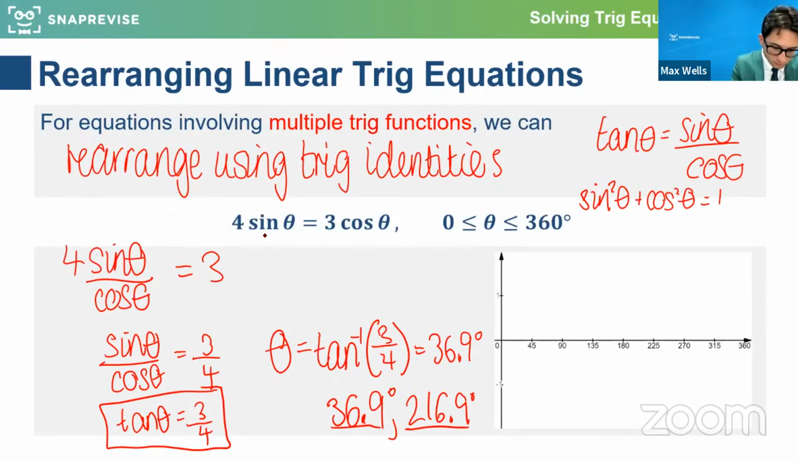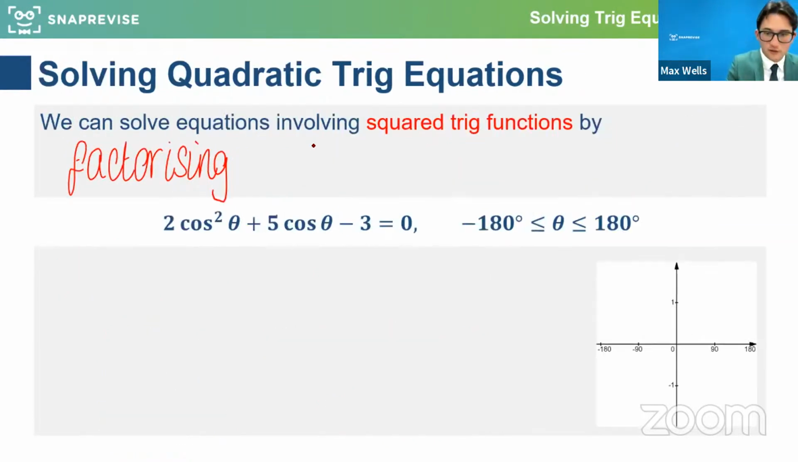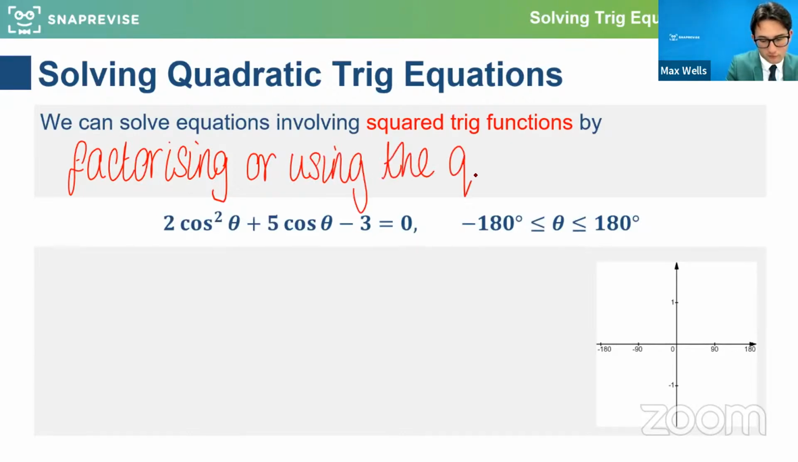Yeah, so this one here, all I've done is I've divided by cos on both sides, and that gives me sine over cos, and then I've divided by 4. Okay, so if you divide that by 4, because 4 sine is like 4 over 1, so you then divide both sides by 4, so we've done a division. So factorizing or using the quadratic formula, or otherwise, however you would solve a quadratic.